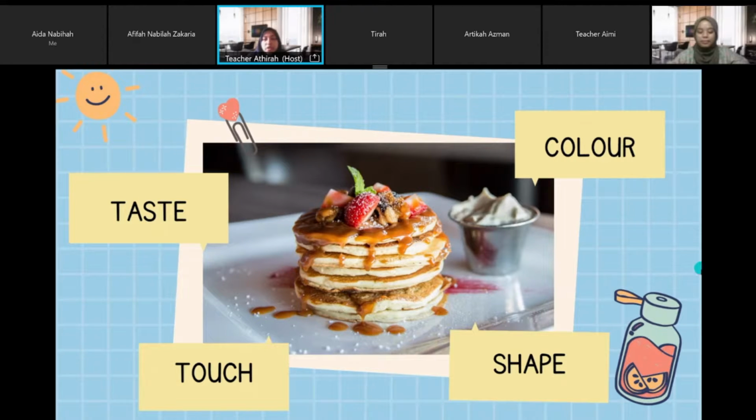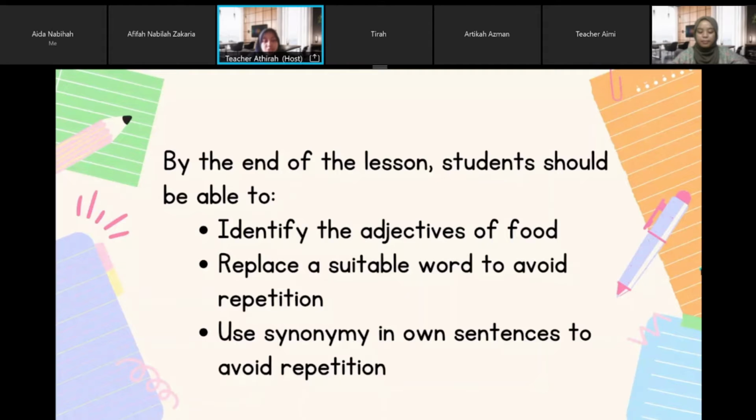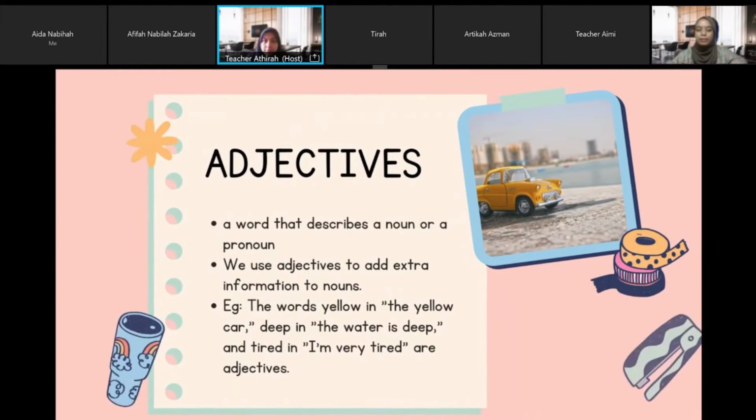So what are we going to learn today? By the end of the lesson, you are going to identify the adjectives of food. Then you will replace a suitable word to avoid repetition, and you will be able to use a synonym in your own sentences to avoid repetition. Later you will learn all this, so just take a note. Okay, let's get started.